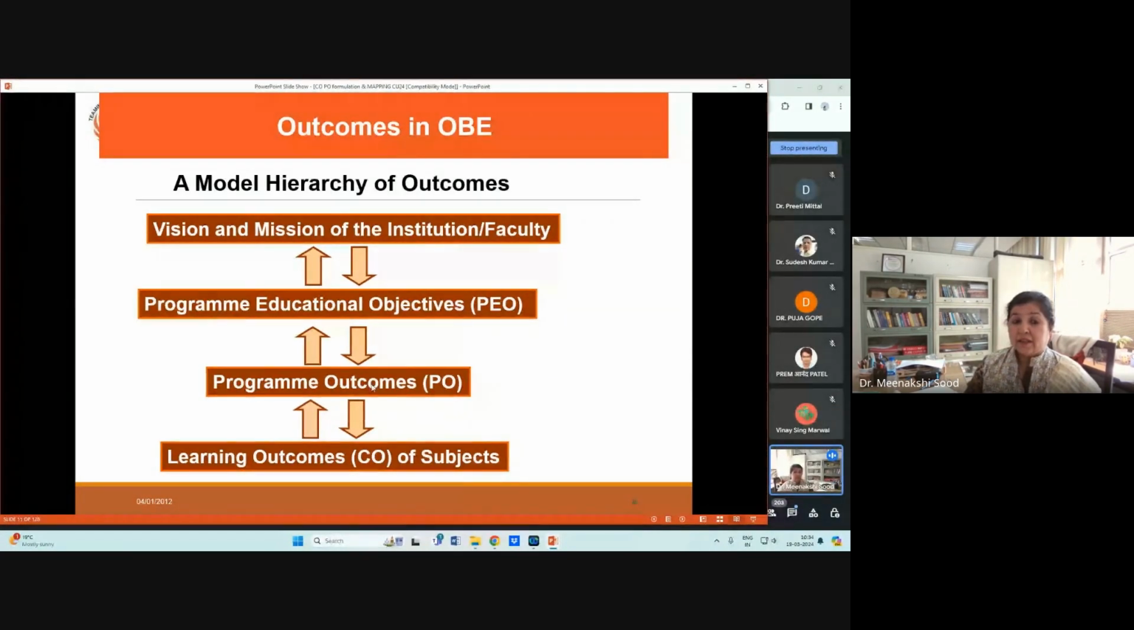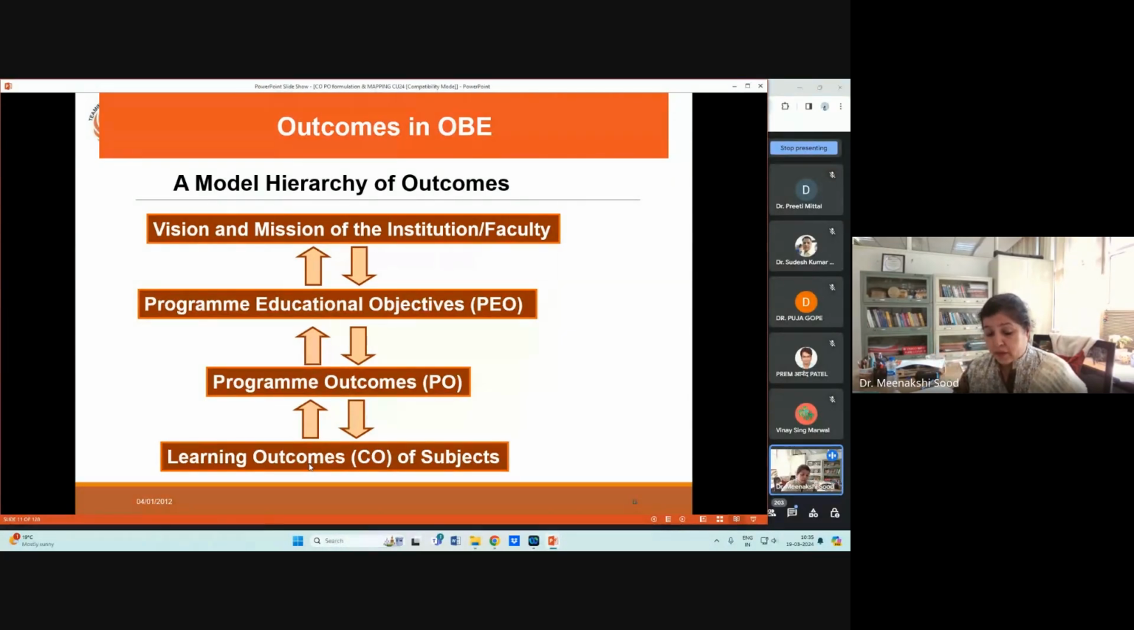So ideally, framing of the course outcomes, program outcomes, and designing of the curriculum should be a top to bottom approach, right? But we are doing it the other way. We have been given the curriculum, we have the subjects and contents, and we are writing course outcomes related to this. This is actually the wrong way. We'll discuss this in my next lecture.